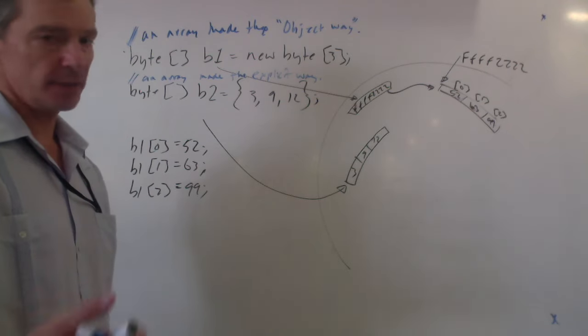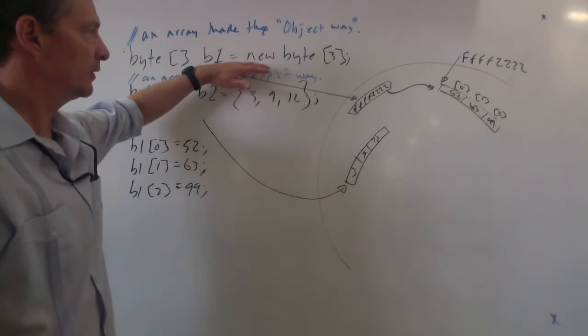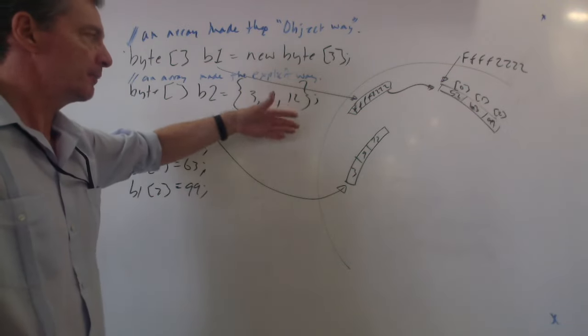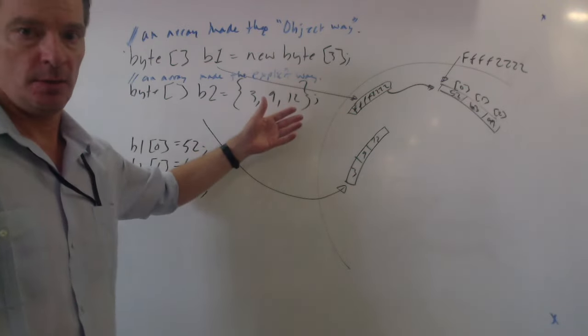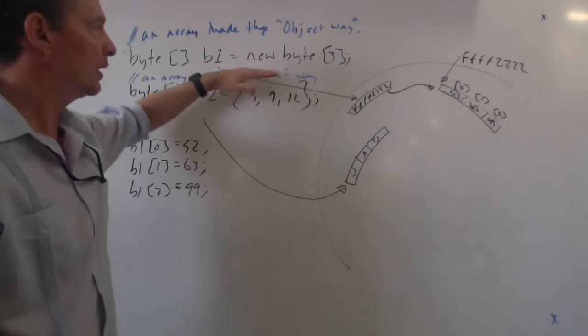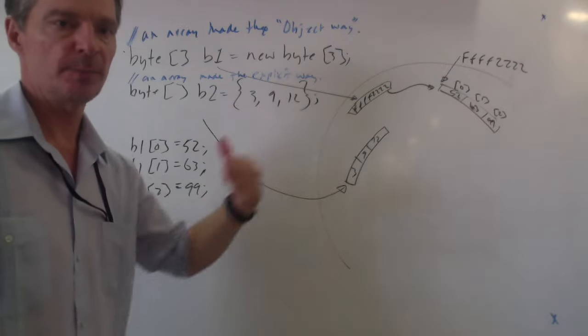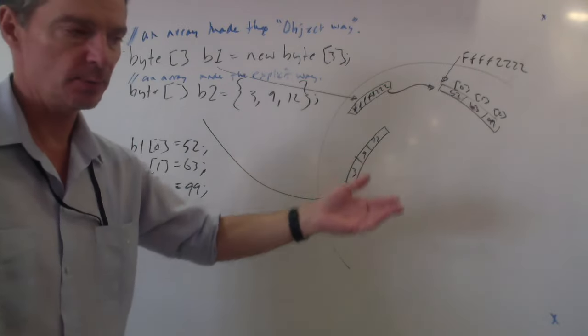Now, for the two main advantages of declaring an array the object way, one is a complement of what I was just talking about. If you don't know what the values are from the beginning, I know that I want an array of 3 bytes, but I'm not sure what they're going to be. I'm going to ask the user, what's byte number 1, what's byte number 2, what's number 3.